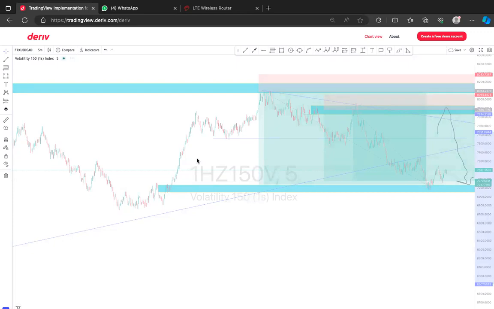Okay. Now, without wasting much of the time, the first thing when you actually want to check a trade, the first thing you actually have to do is look at the bigger picture of that market to know the trend of that market.